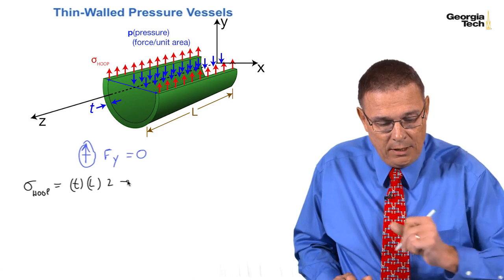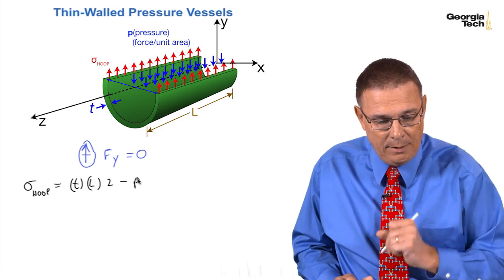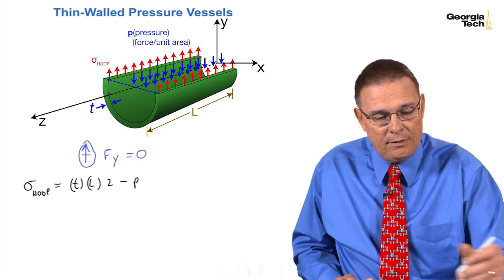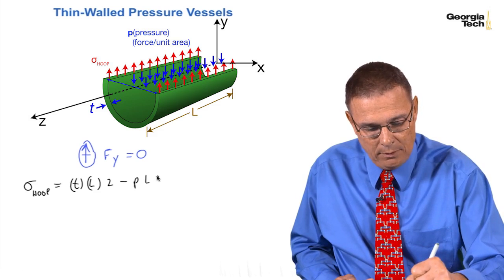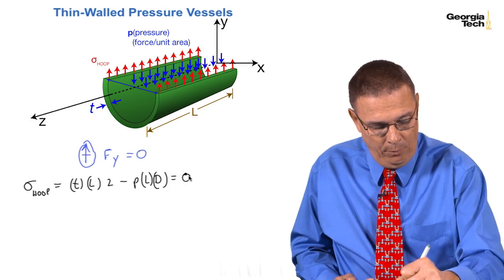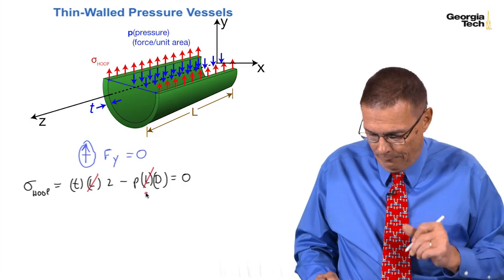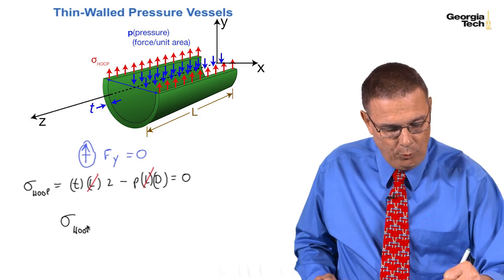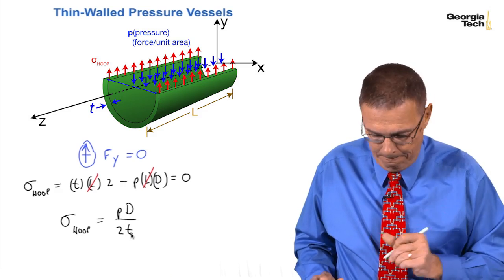And the pressure is down, so that's going to be minus P times the unit area. And in this case, that's L times the diameter of the cross-section. So L times D. And that all equals 0. I can cancel out L again, and I find that the hoop stress is equal to PD over 2t.